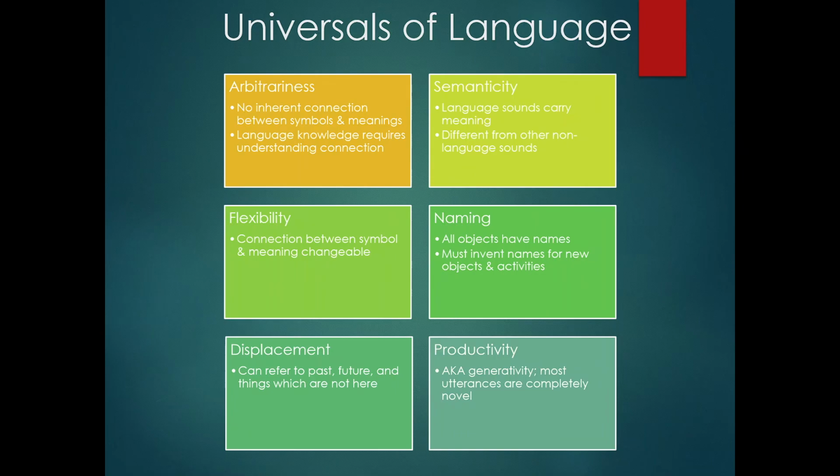And then the final thing I wanted to list as a universal of language is productivity. It's also called generativity by some researchers. This is the notion that most of the things that you say are completely novel. They've never been said before, right? When you're having a conversation, unless you have certain little phrases that are your catchphrase, like if you're Bart Simpson and you say cowabunga dude, most of the time the things that you're saying have never been said before.